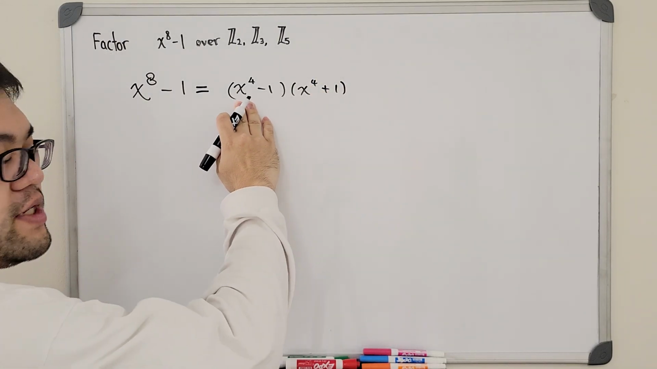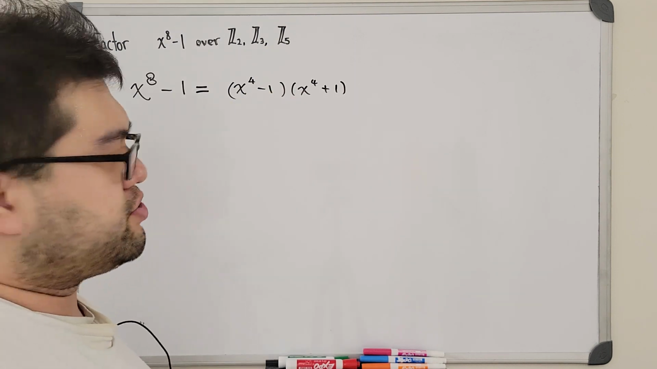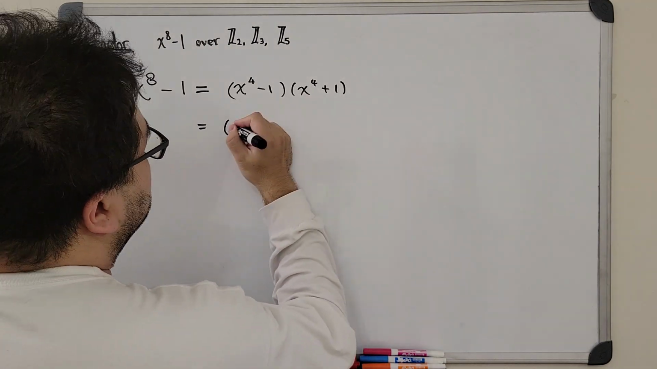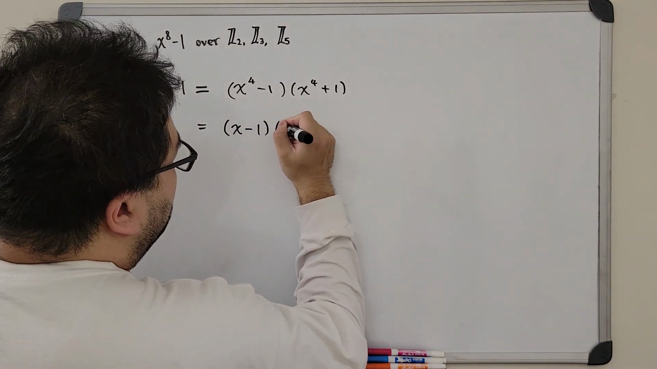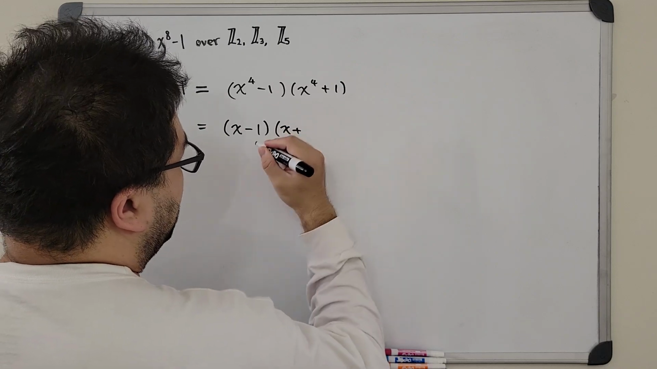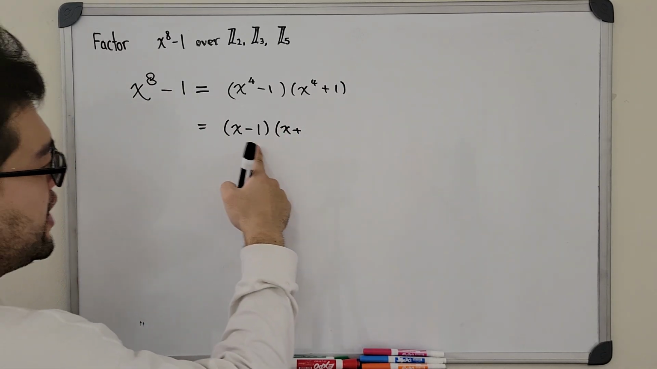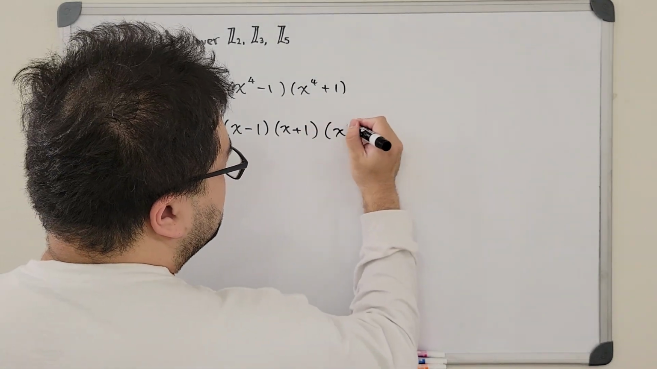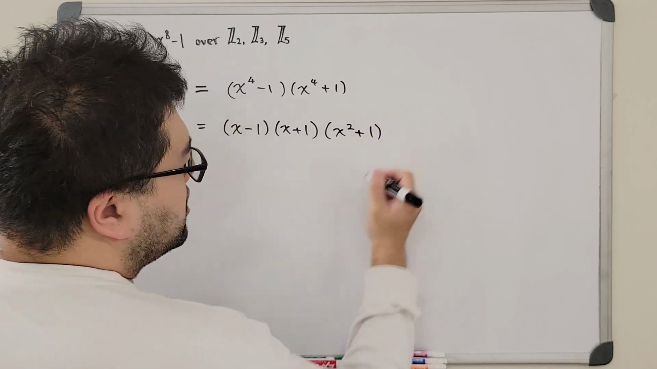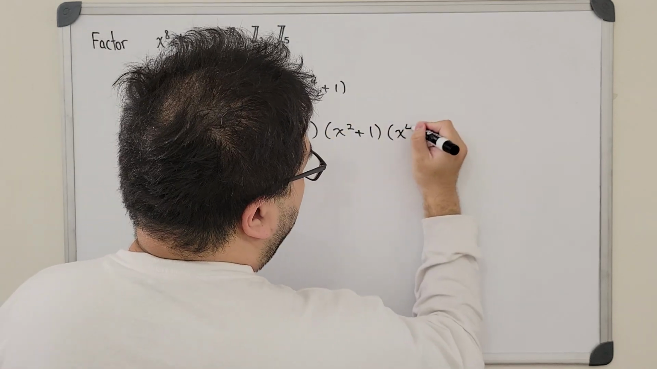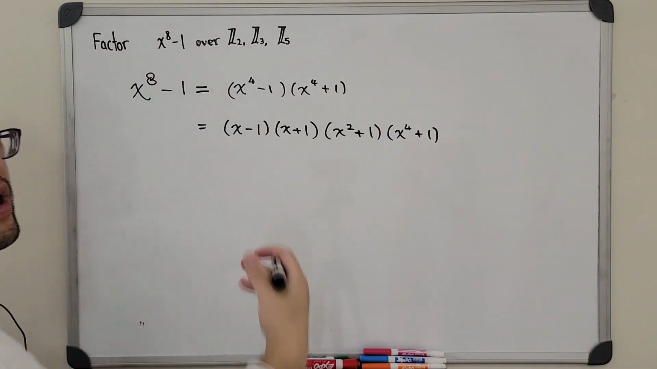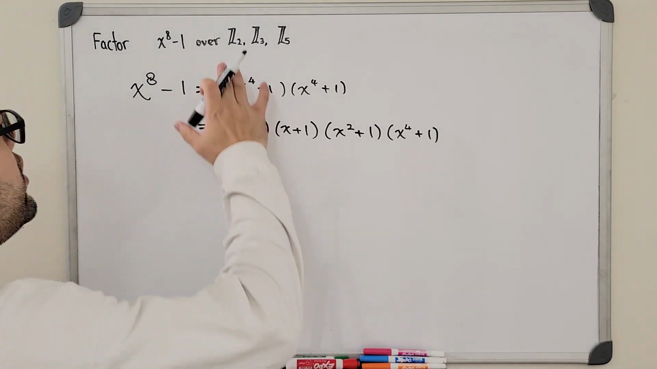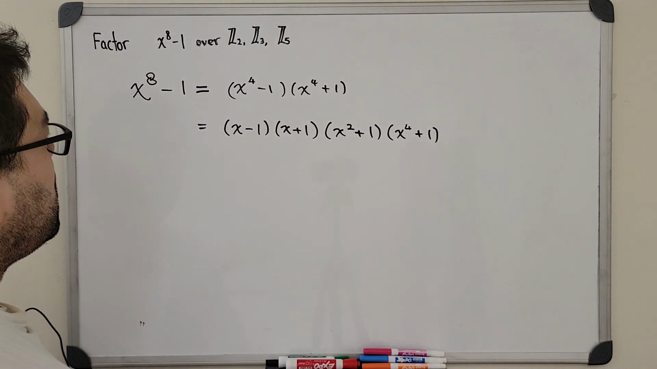For the first term, x to the 4th power is again a square, so we can use it one more time. If we continue, we end up with x minus 1 times x plus 1 times x squared plus 1 times x to the 4th power plus 1, which was already found at the beginning. Good. So now let's see. We have 3 different fields, so let's start off with the first one.